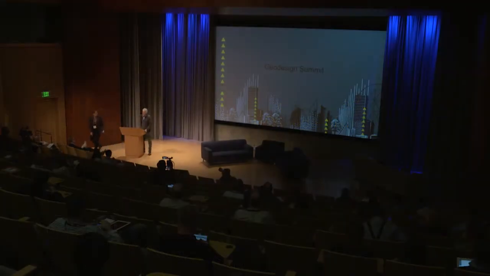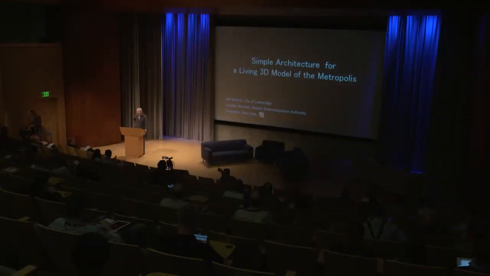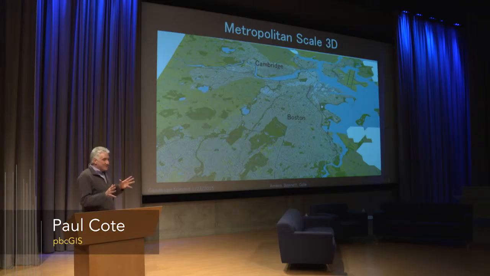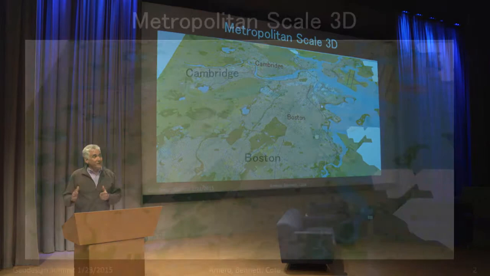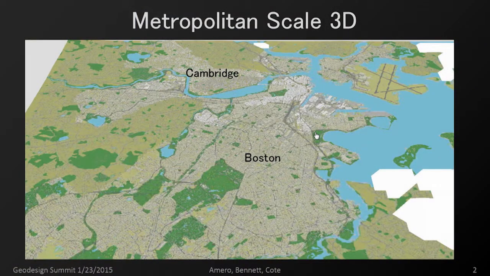Hi. This is my second talk at the Geodesign conference on big 3D models. And if you saw my first one, you might have thought, well, that's a very elaborate model. And as I've now gotten more into the practice, you'll see that the models are getting bigger but simpler. I have been working with the cities of Boston and Cambridge to develop a single data model to cover this piece of the metropolitan area.